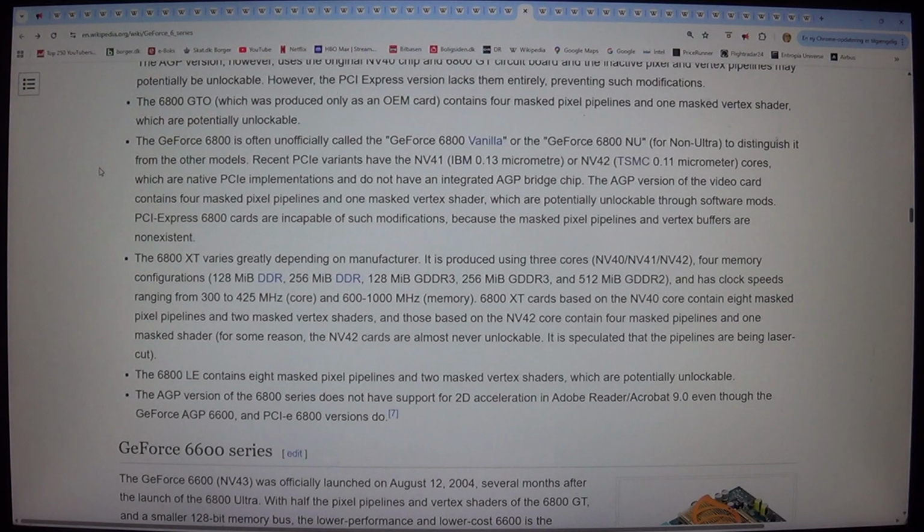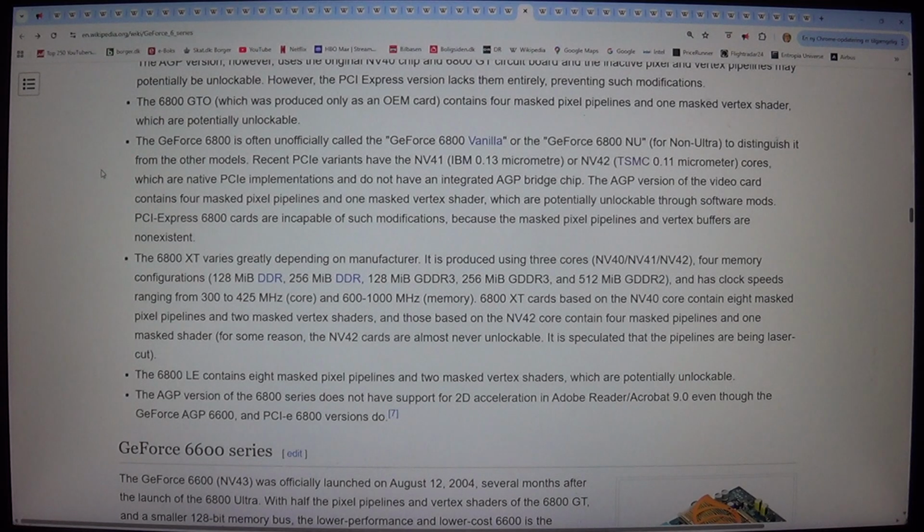The GeForce 6800 is often unofficially called the GeForce 6800 Vanilla or the GeForce 6800 NU, for non-ultra, to distinguish it from the other models. Recent PCIe variants have the NV41 (IBM, 0.13 micrometer) or NV42 (TSMC, 0.11 micrometer) cores, which are native PCIe implementations and do not have an integrated AGP bridge chip.